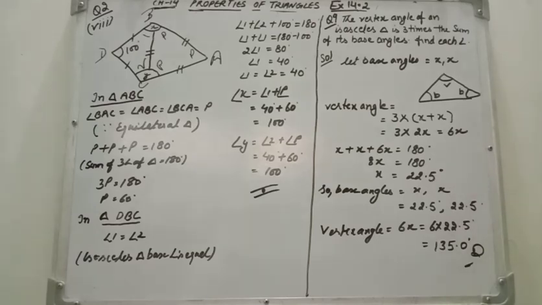So angle X we get 22.5 degrees. So base angles we have X and X. It means the base angles are 22.5 degrees and 22.5 degrees. And the vertex angle we have 6X. Put the value of X as 22.5. So after multiplication we get 135 degrees. Okay. Like that we will solve the questions. Thank you.